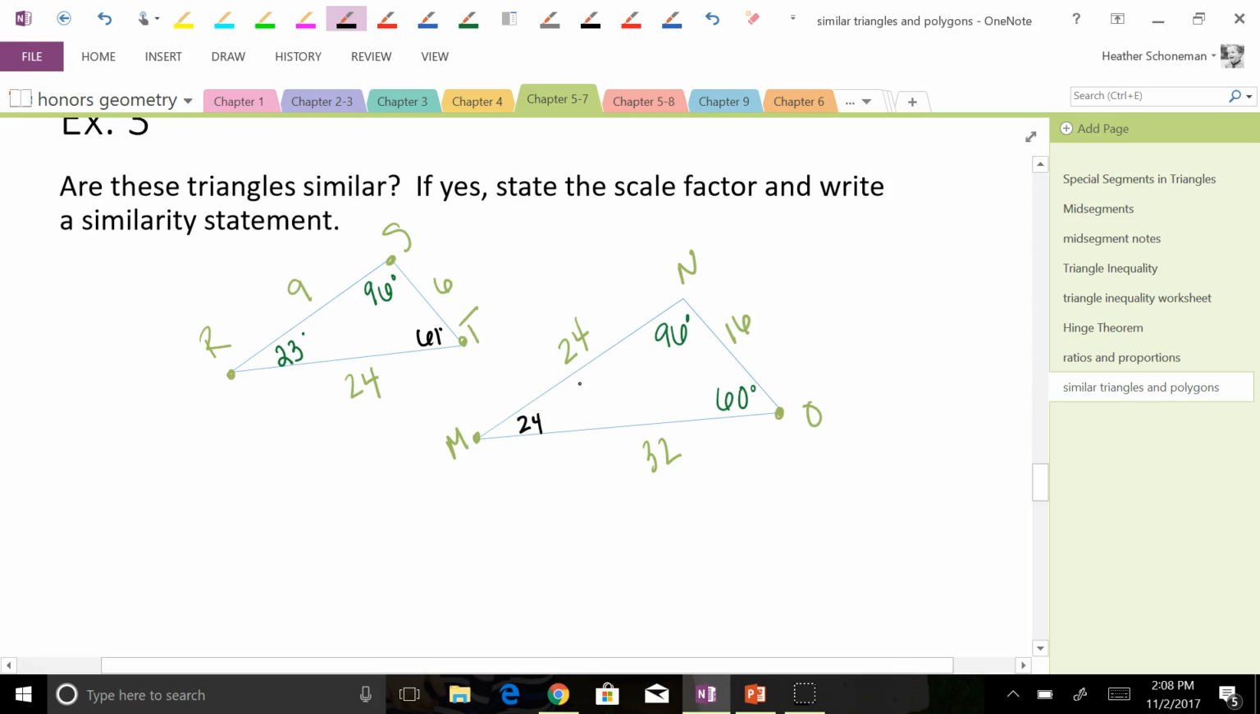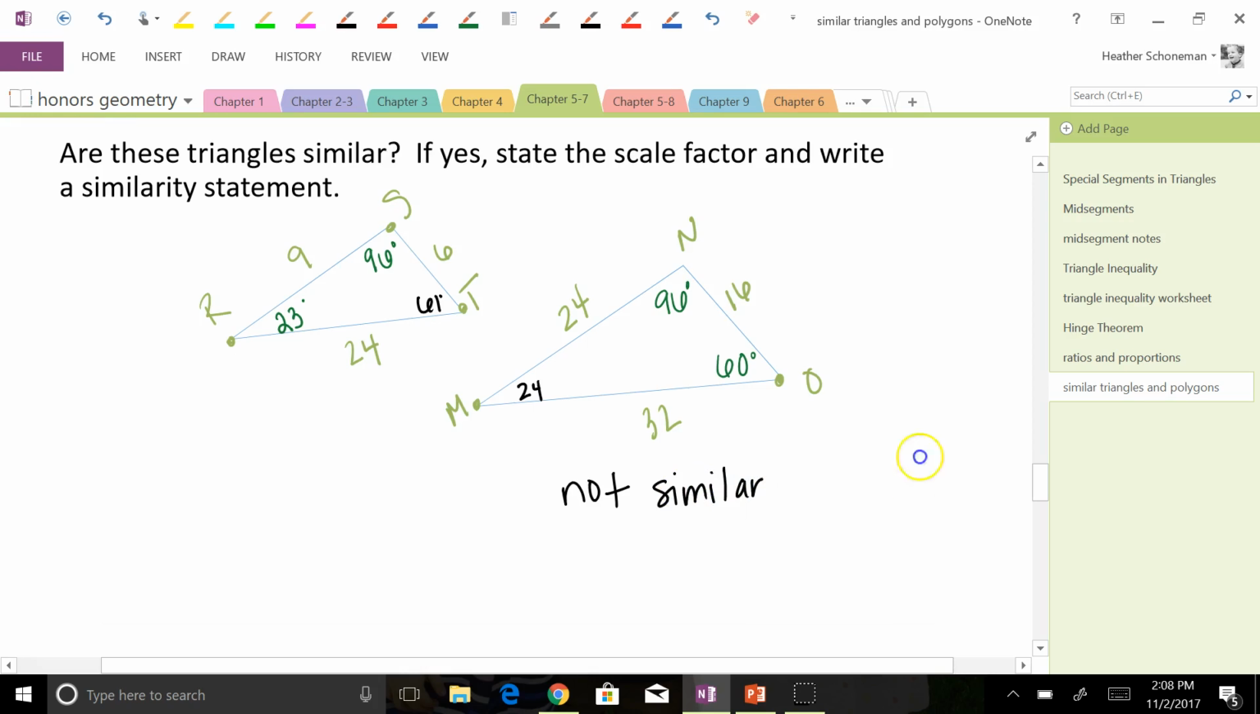The angles do not match up, so since the corresponding angles are not congruent, we simply say it is not similar. And if they are not similar, we can't state a scale factor, we can't write a similarity statement. We're done.